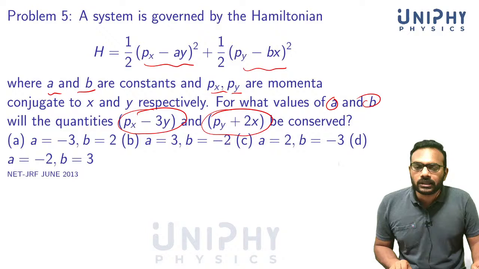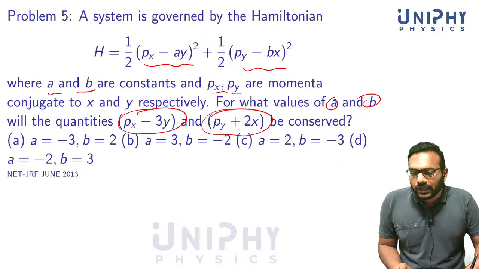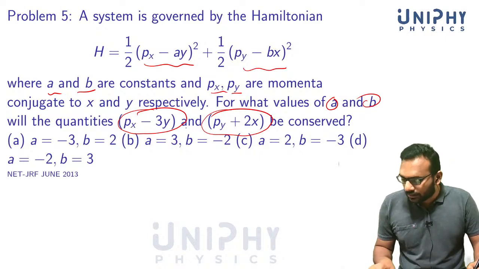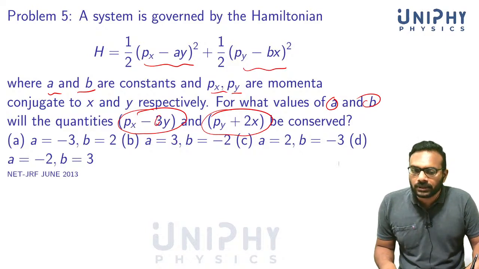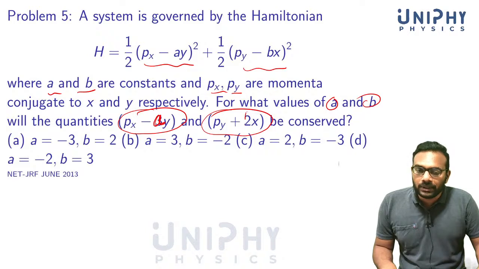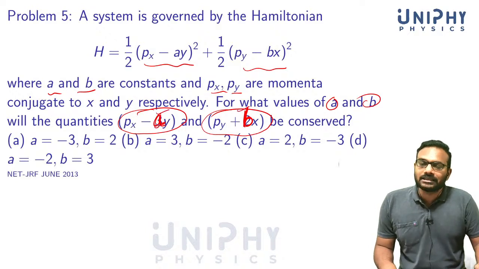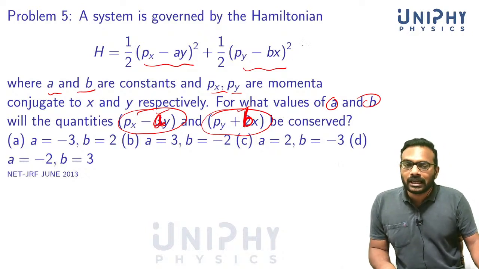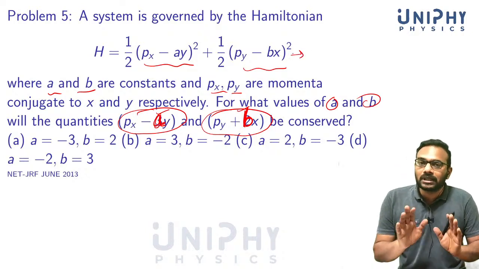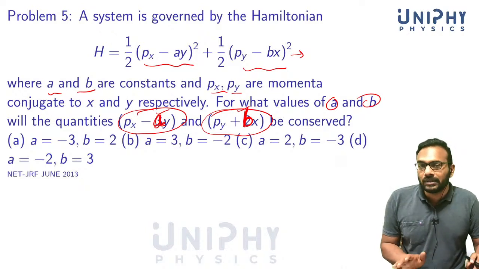So you need to find the value of a and b in such a way that, sorry, this is not px minus 3y, it's px minus ay, right? I think I already wrote the answer. So px minus ay and py minus bx, right? I apologize for the mistake. So we need to find a and b such that these combinations are conserved quantities. Okay, the Hamiltonian is given. We notice that the Hamiltonian has no explicit time dependence. That makes it easier for us.